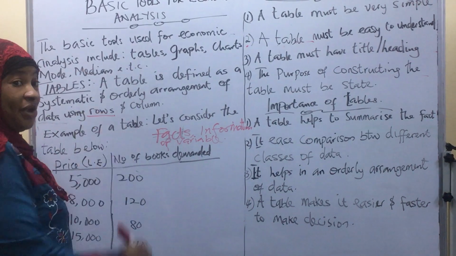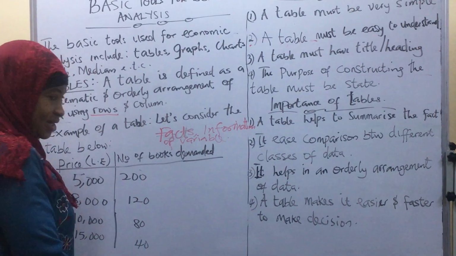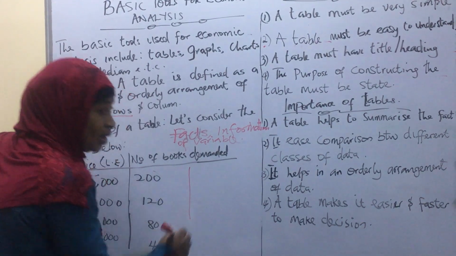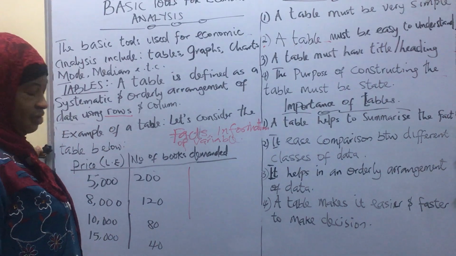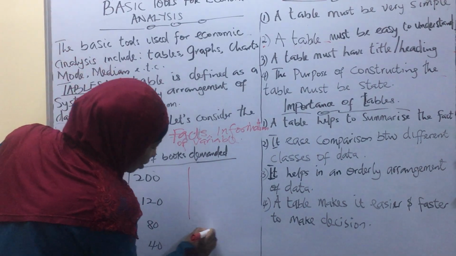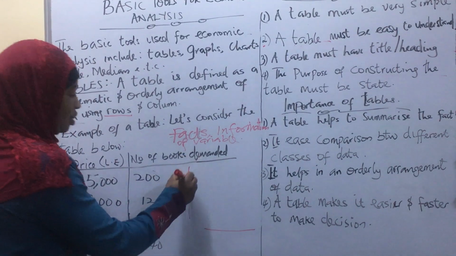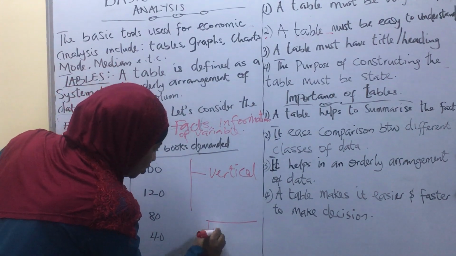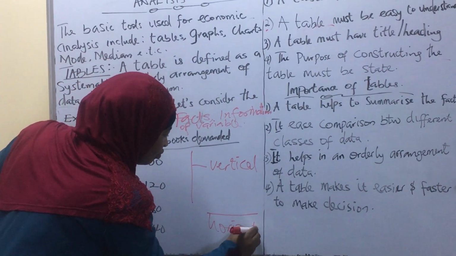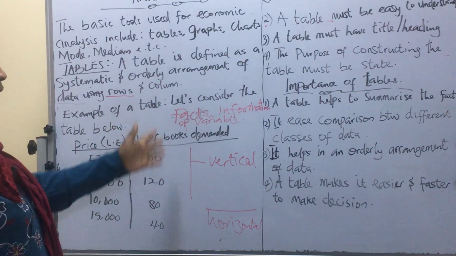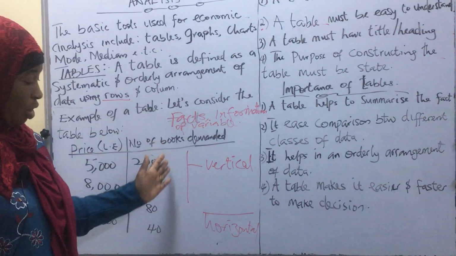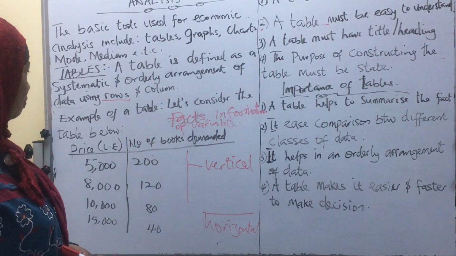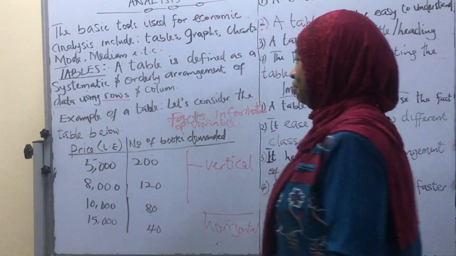Rows always appear in vertical form. What do I mean by vertical? This is our vertical line, and the column may be in the form of horizontal at times, and this is our horizontal. A table can appear either in this form or in this form, which we call rows or columns. Let's see examples of a table.